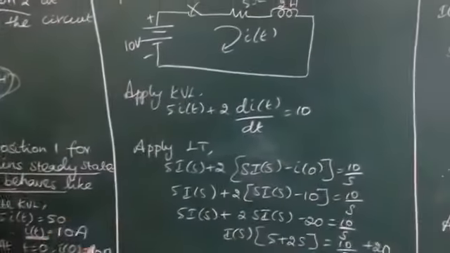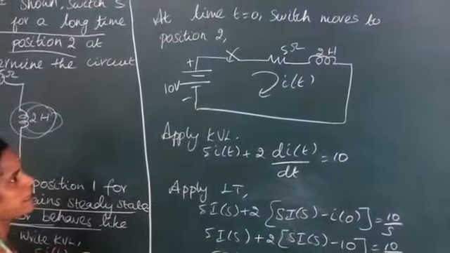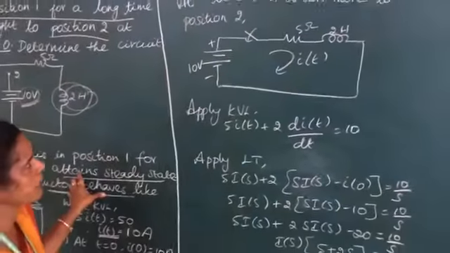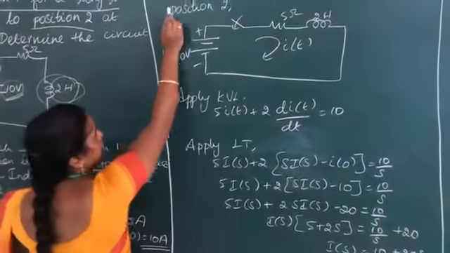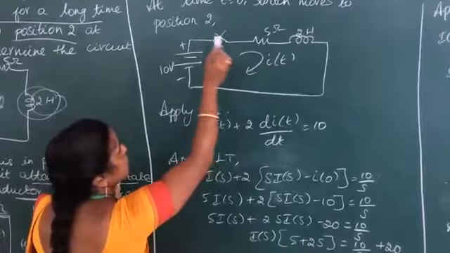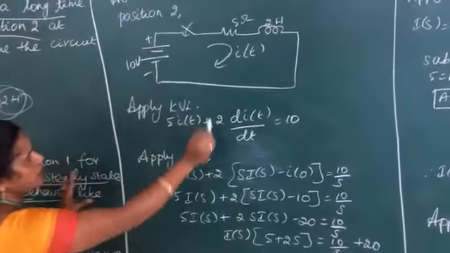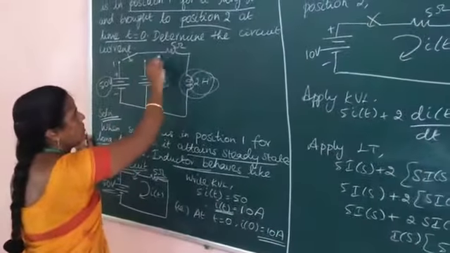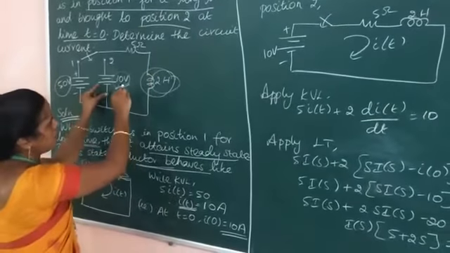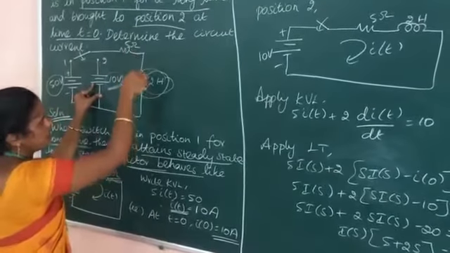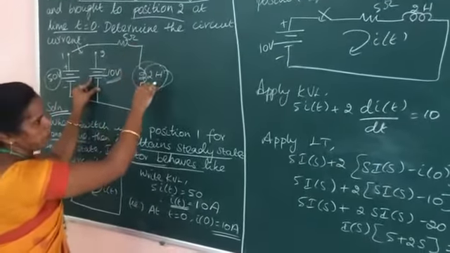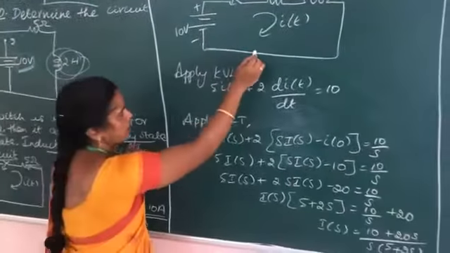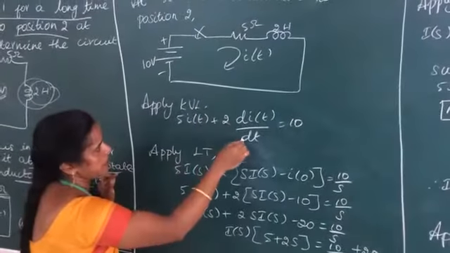So second case is, we have to find the transient current when the switch is moved to second position. What is given? At time t is equal to 0, the switch is moved to position 2. So we have to redraw the equivalent circuit. When the switch is moved to position 2, how will the equivalent circuit be? This 10 volt battery is connected in series with 5 ohm and 2 Henry. So you can redraw the circuit. From this we have to find the transient current.